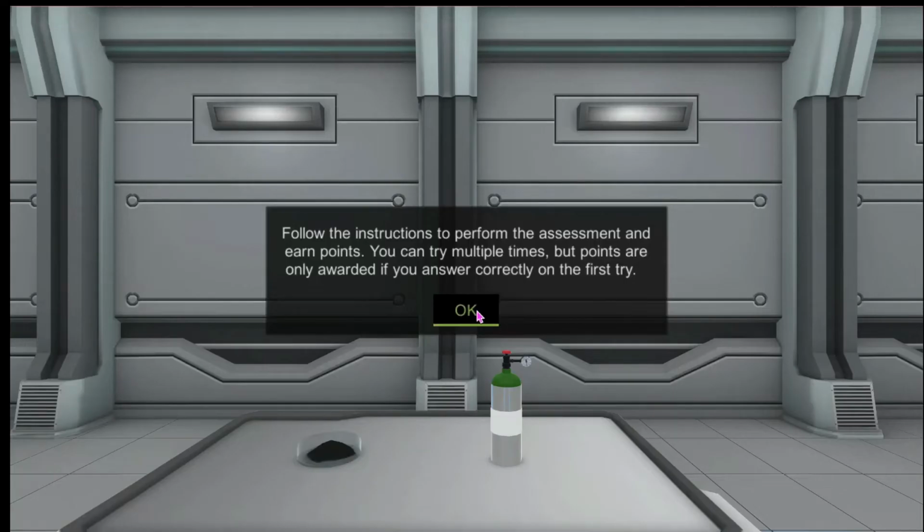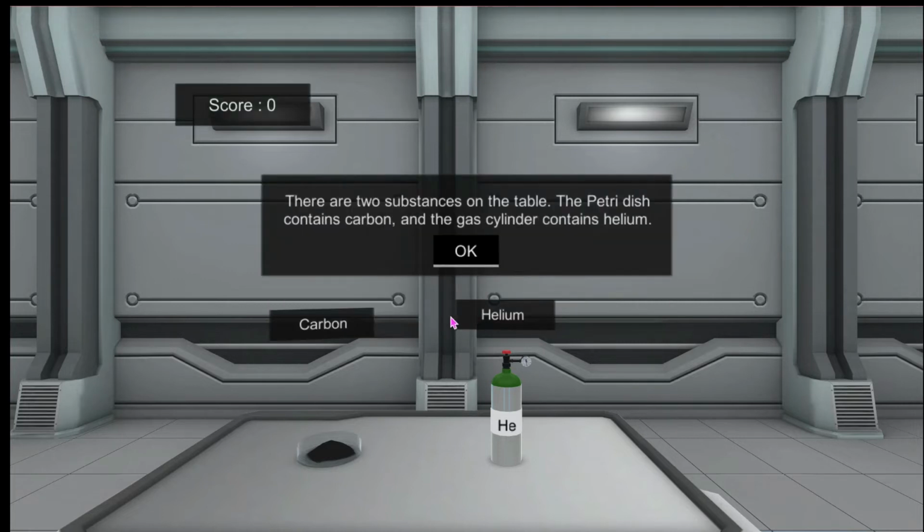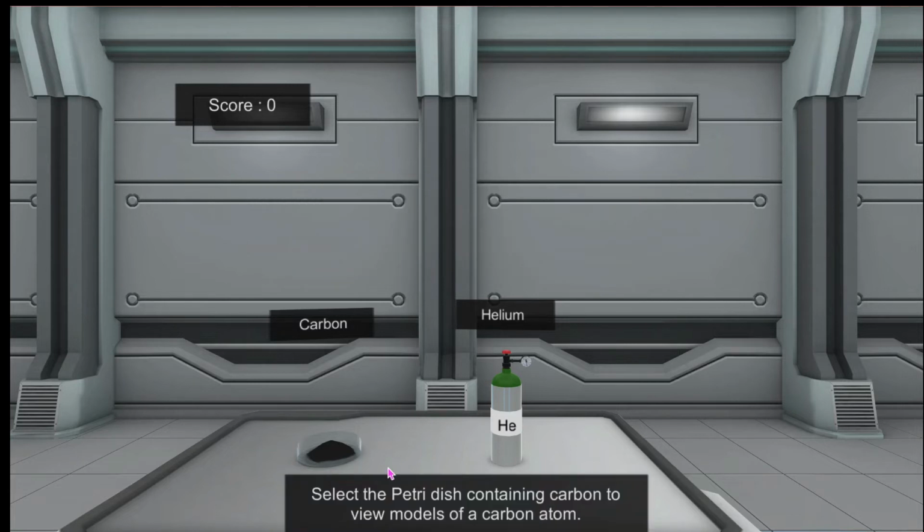Assess your knowledge. Follow the instructions to perform the assessment and earn points. You can try multiple times, but points are only awarded if you answer correctly on the first try. There are 2 substances on the table. The petri dish contains carbon and the gas cylinder contains helium. Select the petri dish containing carbon to view models of a carbon atom.